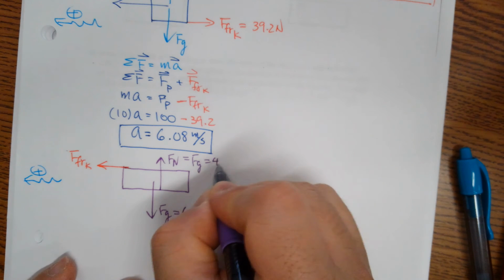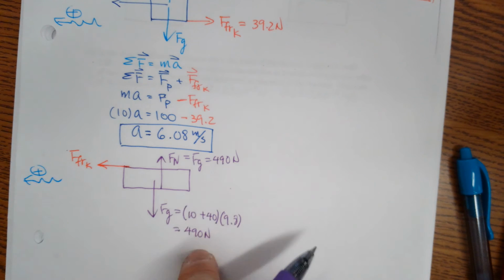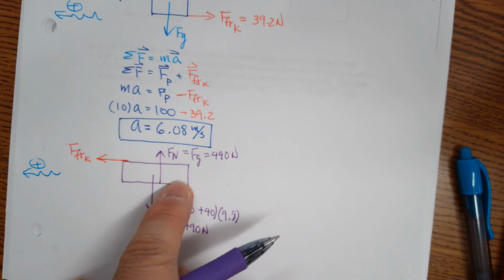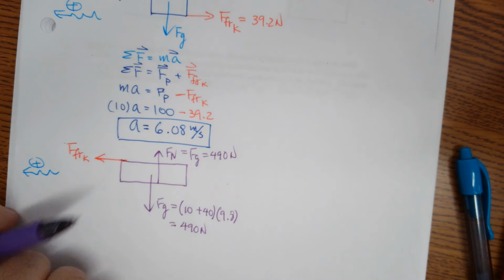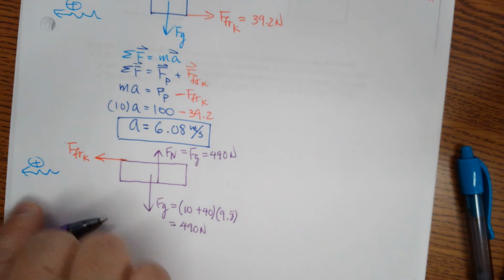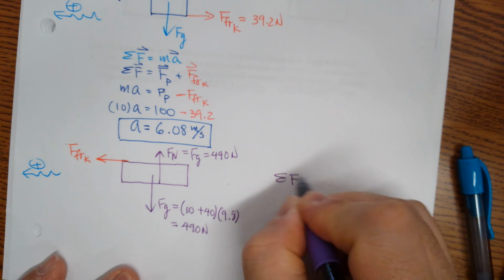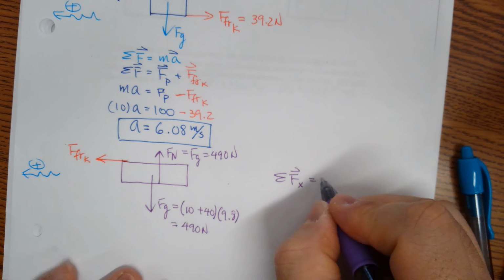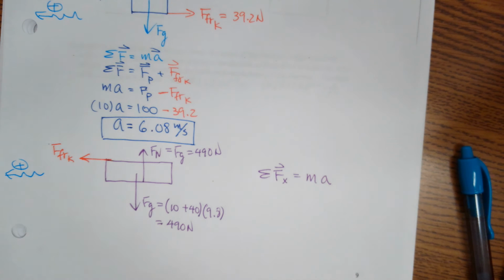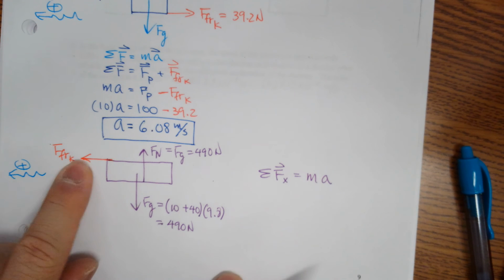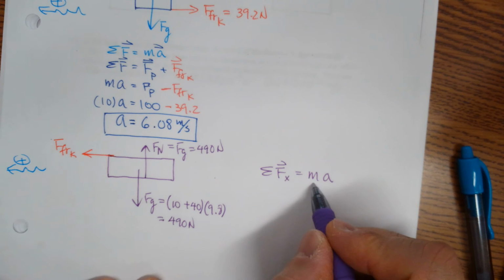And then this is 490. But that doesn't really matter because this does not have friction for the bottom. So you don't have to worry about this normal force at all. So if I were to look at the sum of all forces in the x direction is equal to ma, and don't forget, this friction is only accelerating this mass, so this is only 40 kilograms.